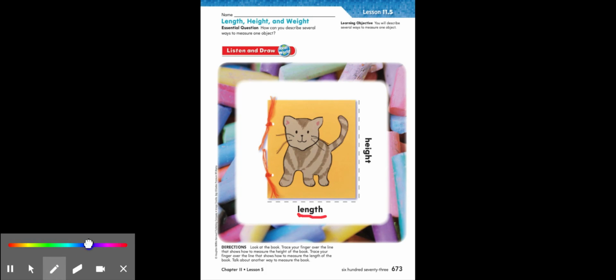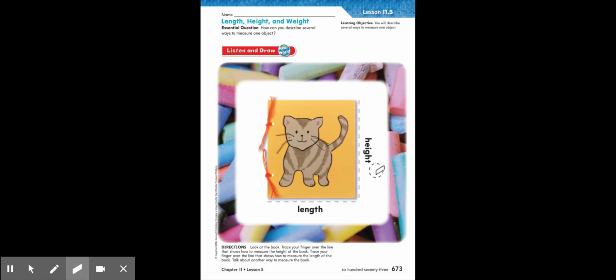Now, I want you to get ready to trace the line that represents the height of the book, which means how tall the book stands. Right. This line here from bottom to top, up and down, represents the height. And the line is labeled with the word height. I know that because if I get my mouth ready to say the word height, I hear the sound in the beginning, and I look here and I see that the first letter is an H, which makes the sound. Perfect. Height is up and down, and length is straight across.